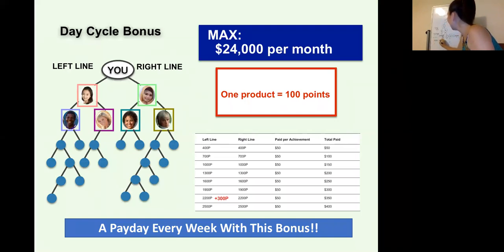Now, 2,100 points are generated from the left side, and they in total 900 points. You want to accumulate points. Okay, now 400 is used to get paid $50. Next step was 700 points, 400 plus 300. You see, you reach the 700. Now you receive another $50 right here in November.